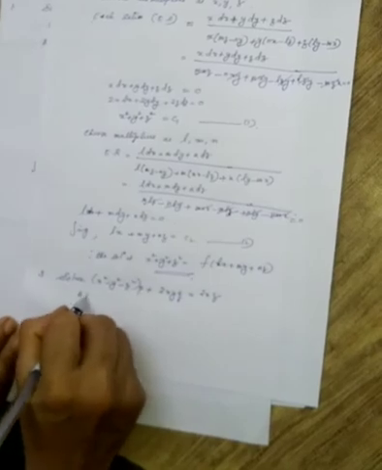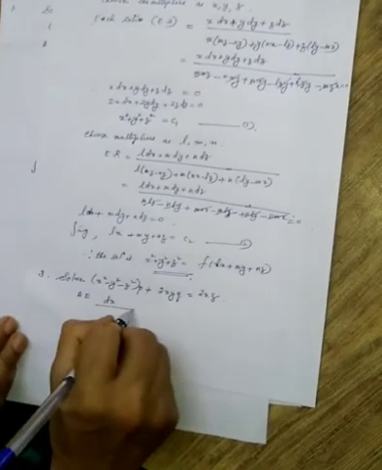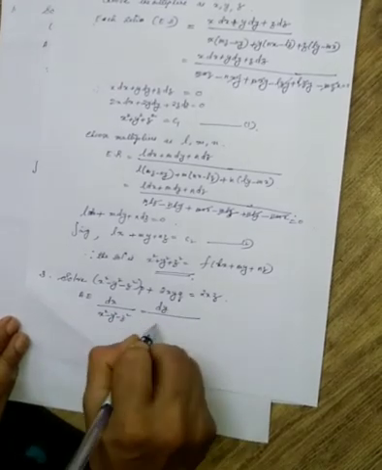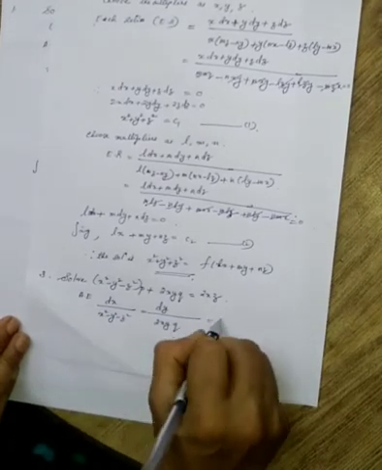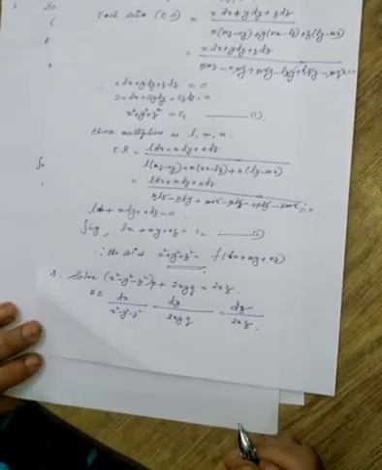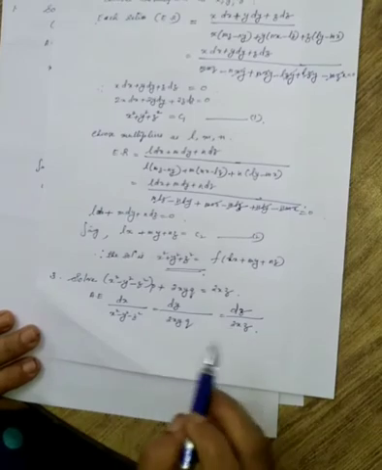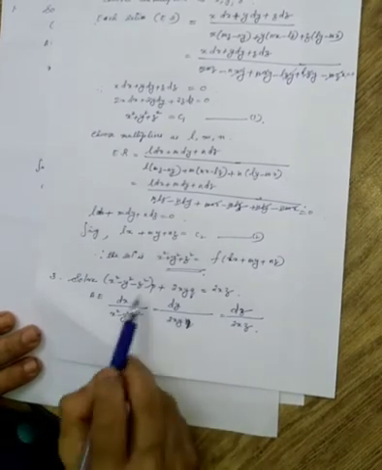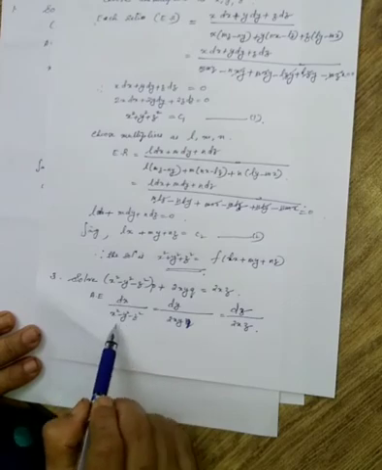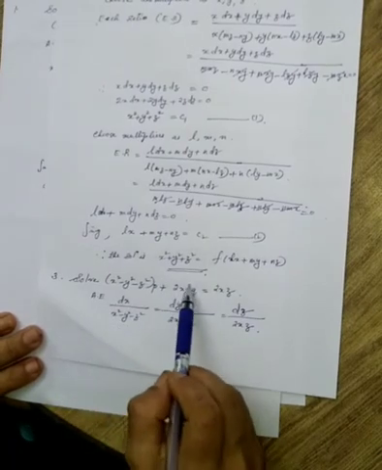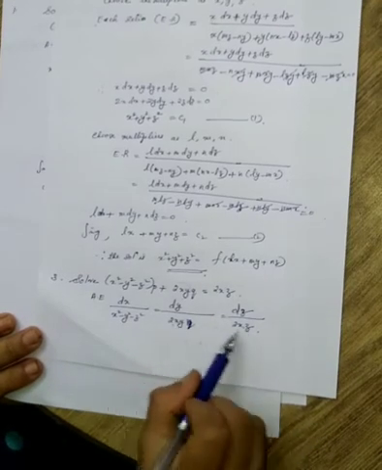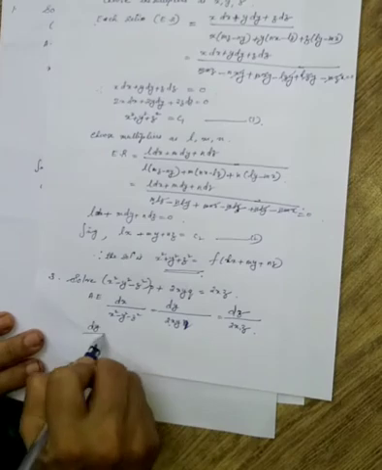As before, we write the auxiliary equation dx by P, dy by Q and dz by R. Here it is dx by x square minus y square minus z square, dy by 2xy, dz by 2xz. Now here one comparison is possible. So these ratios can be compared. So let us compare the second and third ratio.